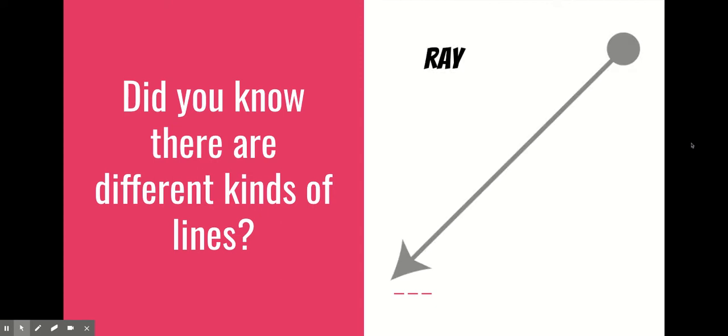There also are lines called rays. A ray is sort of a mixture of a line and a line segment. It has one end point and the other end goes on and on forever. We can show that by having our arms stretched out, with a fist on one side and a pointer finger on the other.